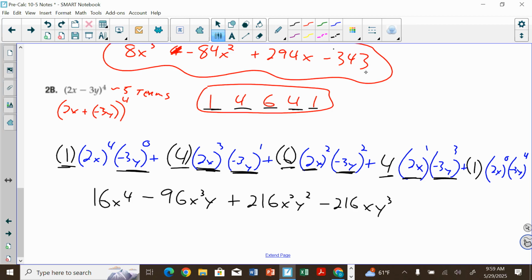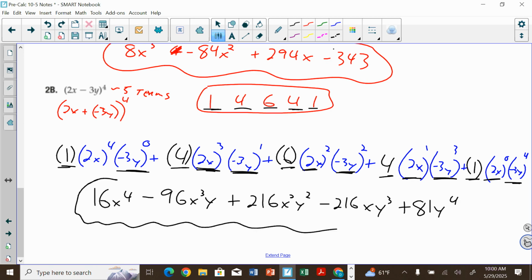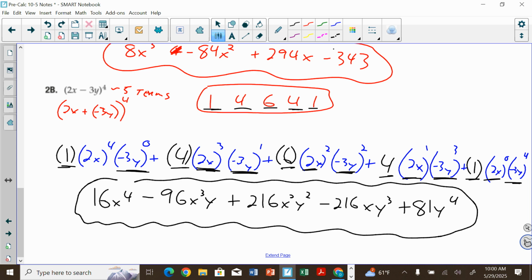And finally, this last one, I know this is 1. I know this is 1. And then I've got negative 3 to the fourth power is 81, a positive 81. Be careful with those negatives there. Y to the fourth. And there you have that expanded. It was a difference. We made it a sum. And we just used Pascal's triangle to expand that binomial.